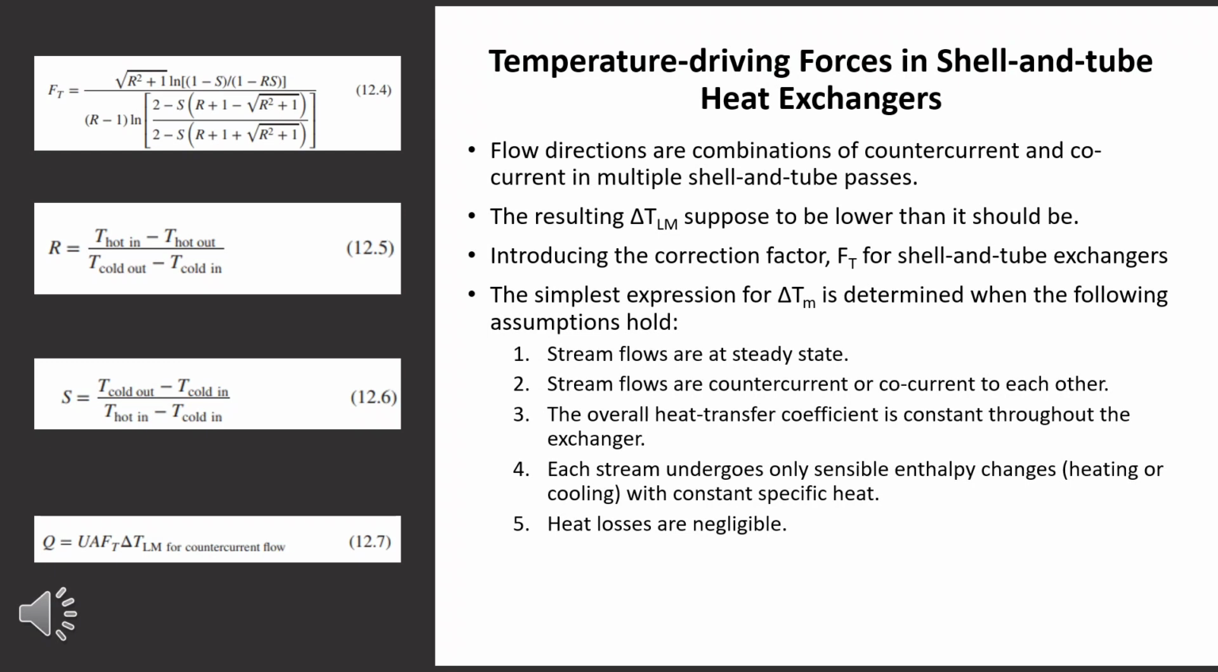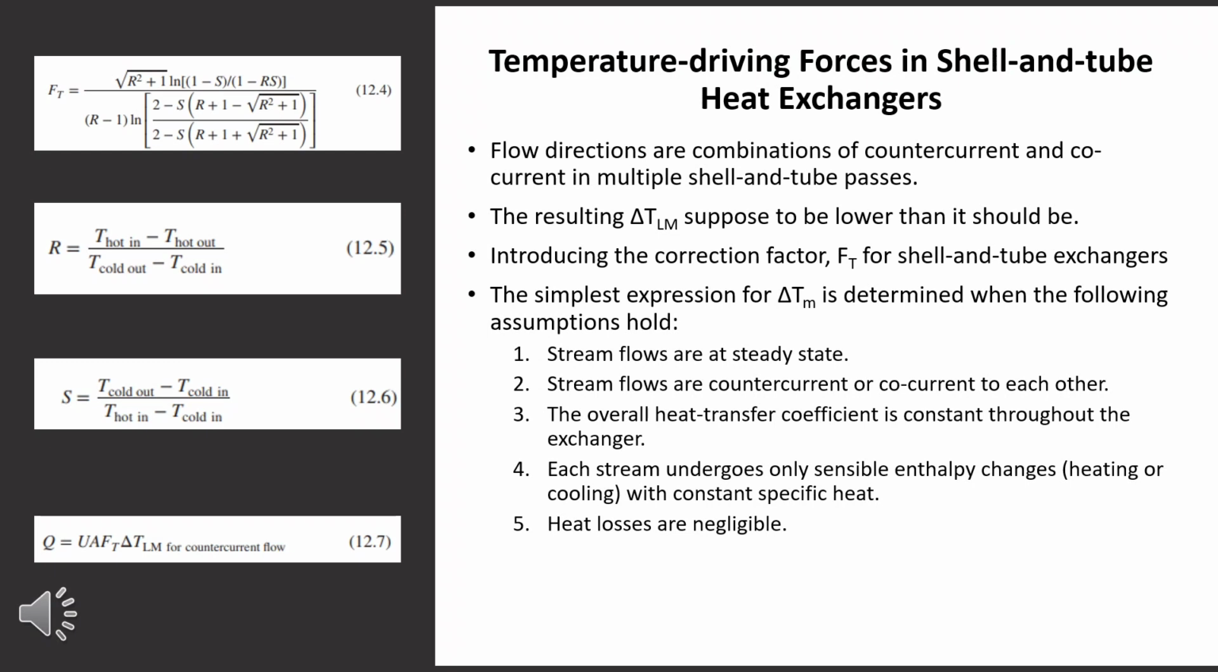First, stream flows are at steady state. Next, stream flows are countercurrent or co-current to each other. The overall heat transfer coefficient is constant throughout the exchanger. Each stream undergoes only sensible enthalpy changes, heating or cooling, with constant specific heat. Heat losses are negligible. Thus, equation 12.2 can be used if the flow directions are combinations of countercurrent and co-current in multiple shell and tube passes.